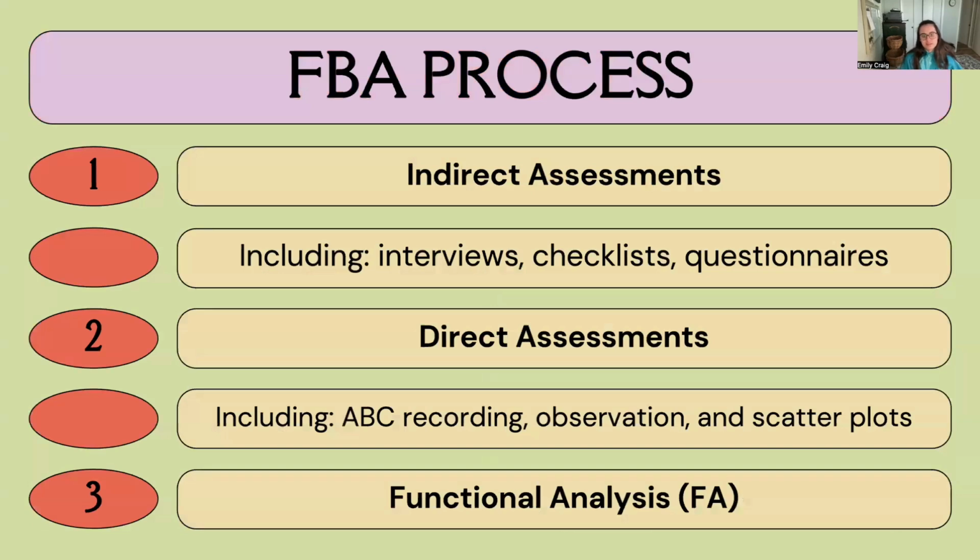So for my FBA, this is kind of an overall look at what the process looks like. It starts off, you do indirect assessments. These indirect assessments could be interviews, checklists, questionnaires. And I also did a direct assessment. Direct assessments could be ABC recording, observation, scatter plots. I did ABC recording for my FBA. And then finally, you do the actual functional analysis. The functional analysis is the experimental piece of the FBA process. This is where you're actually testing each condition to figure out exactly what the function is.